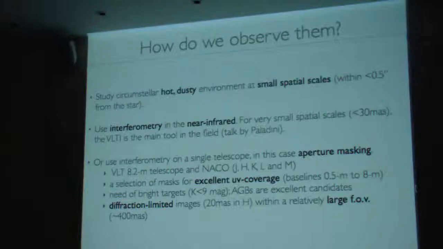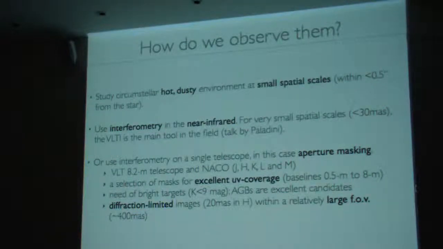And now, to observe those asymmetries. The pictures I showed you before were taken by spectral imaging and aperture masking observations. So this is interferometry with a single telescope. The talk earlier by Claudia was interferometry with the VLTI, so this is very small spatial scales, and that's what you want to look at. You want to see within 0.5 arcseconds. You use the VLTI for even smaller spatial scales, less than 30 milliarcseconds, but if you want to look at something intermediate, you can use aperture masking.